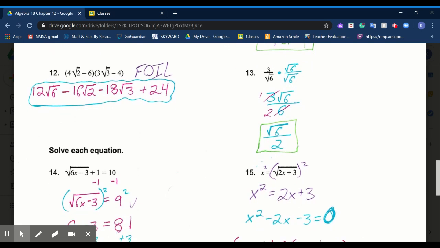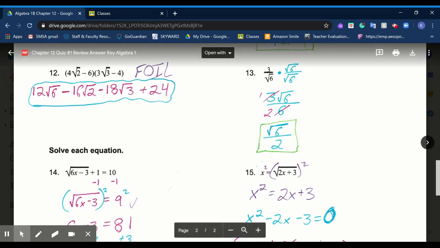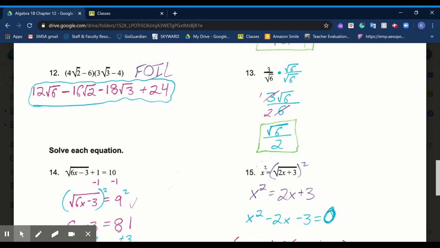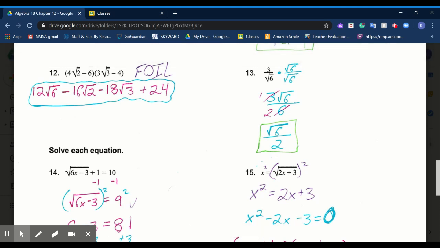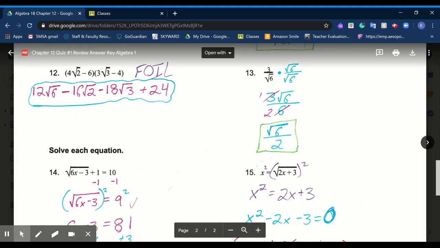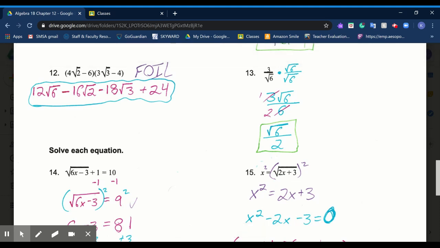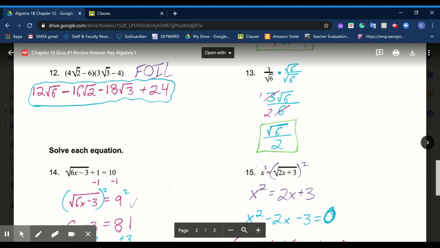In 12, again, a binomial times another binomial, so we have to FOIL. So after we FOIL, the first, outer, inner, last, we have 12 square roots of 6 minus 16 square roots of 2 minus 18 square roots of 3 plus 24. None of those can be broken down any further or simplified any further, can't combine any like terms, so we just leave it as this long expression.